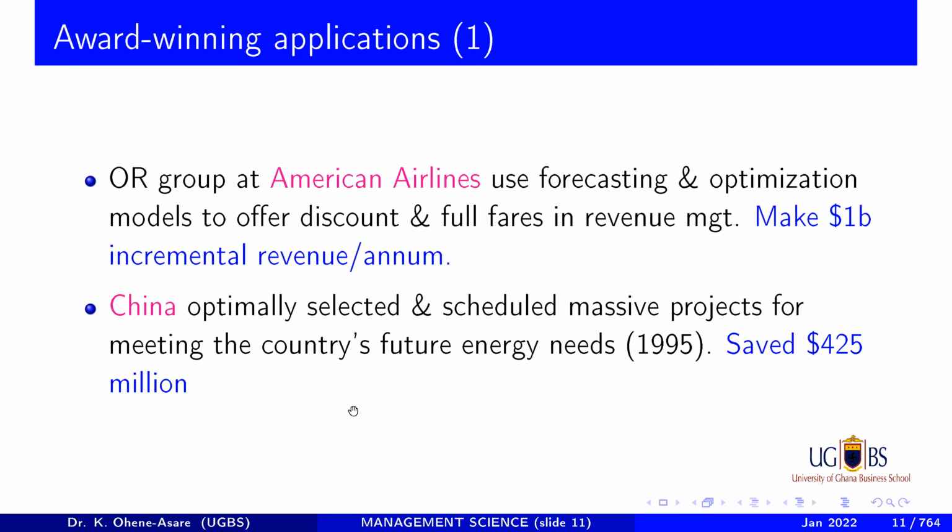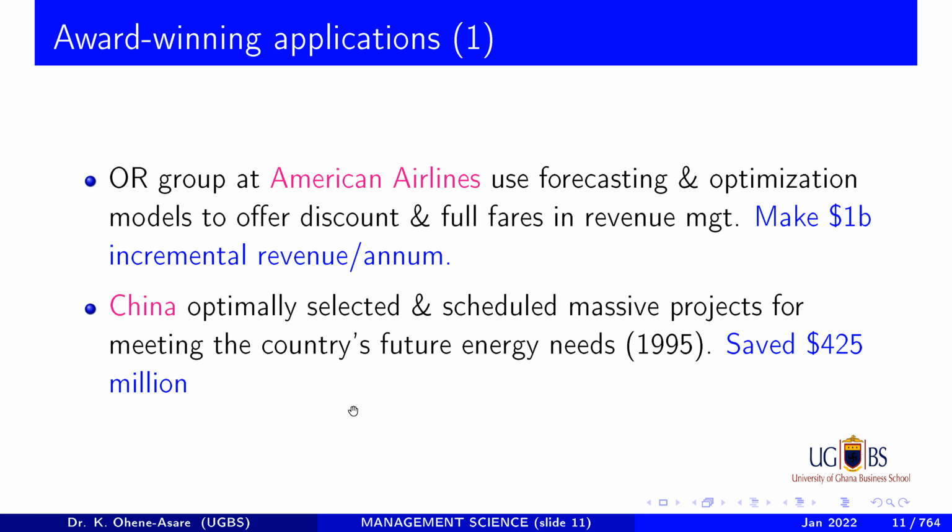China, they are well known when it comes to projects. They build a lot of big time projects. Now they wanted to handle their energy need because China is a very big country, over 1 billion people, and energy has been a concern. In 1995, they used optimization and scheduling in their energy needs. And they saved $425 million.